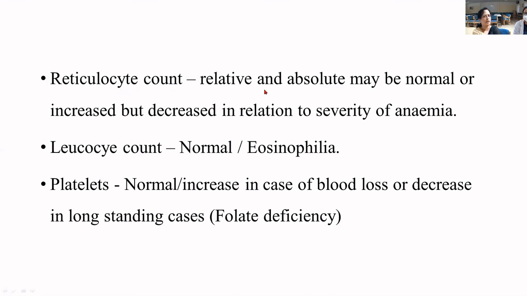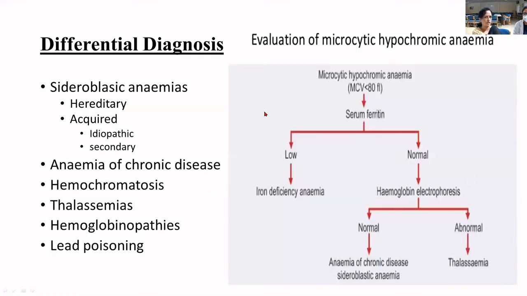So reticulocyte count depends on whether the patient is responding to the treatment or not. Otherwise, reticulocyte count, relative or absolute, may be normal or increased, but decreased in relation to the severity of anemia. Leukocyte count is normal, as we said. There could be eosinophilia if associated with parasitic infection. Platelets are normal or slightly increased if there is any hemorrhage. So differential diagnosis, this is what we dealt with in the previous class.